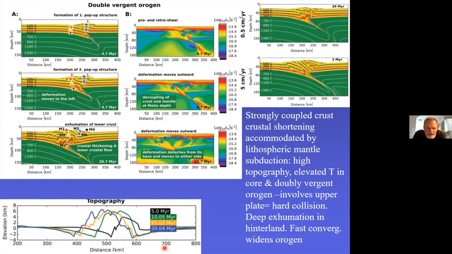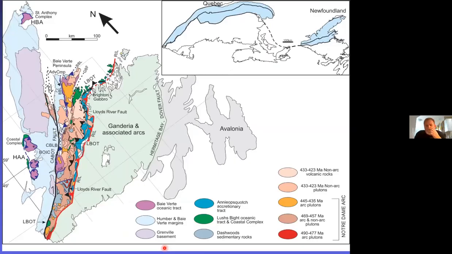So in strongly coupled crust, crustal shortening is accommodated by lithospheric mantle subduction, high topography, like you see in the Himalayas, elevated temperatures, doubly vergent orogens, and involves the upper plate. And there could be deep exhumation in the hinterland if the climate conditions are correct and suitable for it. And fast convergence basically widens the orogen. Now, is it all useful, these classification schemes?